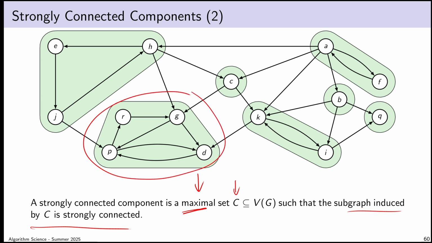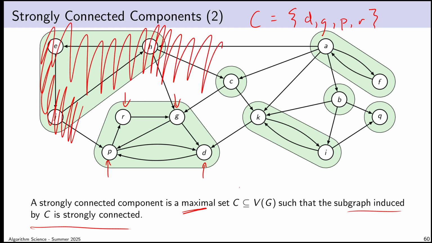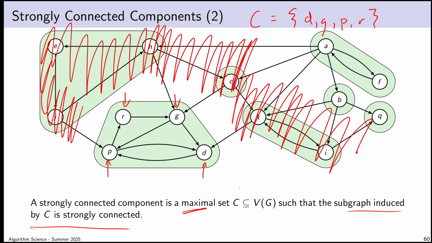Here is a component here. So we'll just give it a name. We'll call it C. And C consists of the vertices D, G, P, and R. Now, notice that if I take my collection of vertices C and I create the induced subgraph induced by the vertices in C. So recall that when I create an induced subgraph, what I'm doing is taking a collection of vertices and I'm bringing in all of the edges between those vertices from my original graph. So any edge that does not connect two vertices from my collection and any vertex not in the collection gets discarded. Okay, so I look at my induced subgraph.